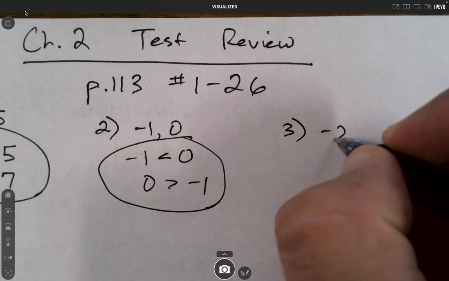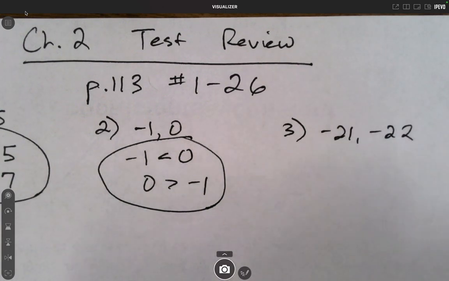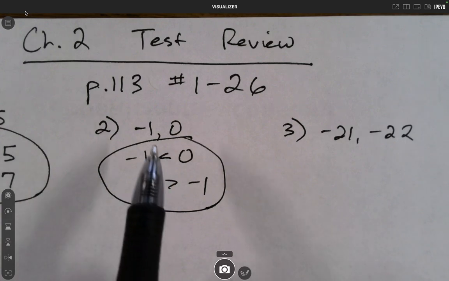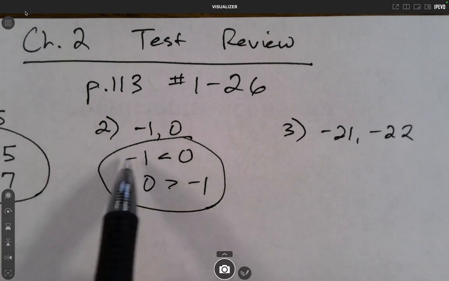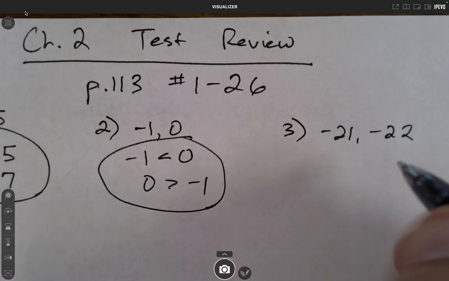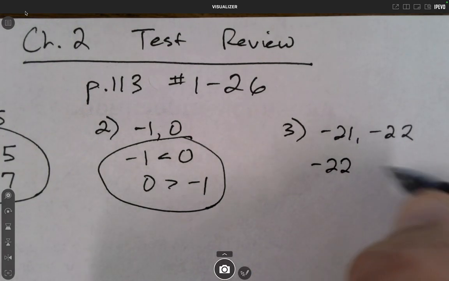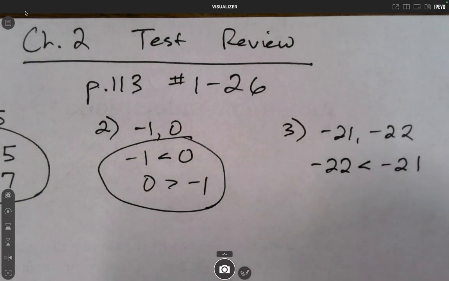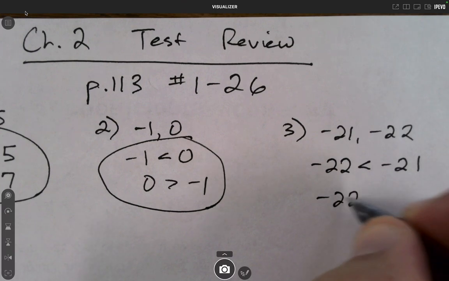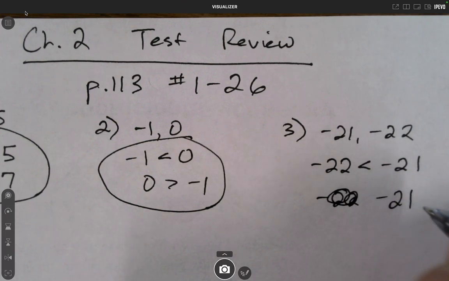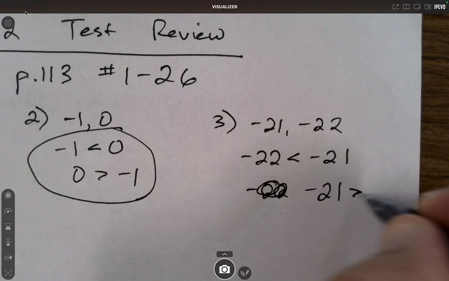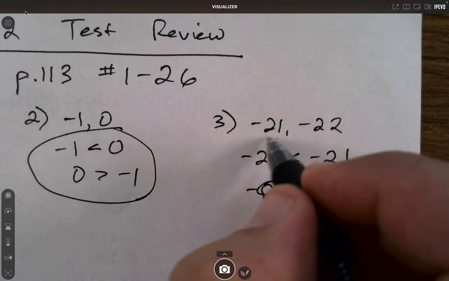3, the two numbers are negative 21 and negative 22. Okay, and just to point out, it doesn't matter if I always do this number first or not. So I can do negative 22 first, and that's less than negative 21. And negative 21 is greater than negative 22.